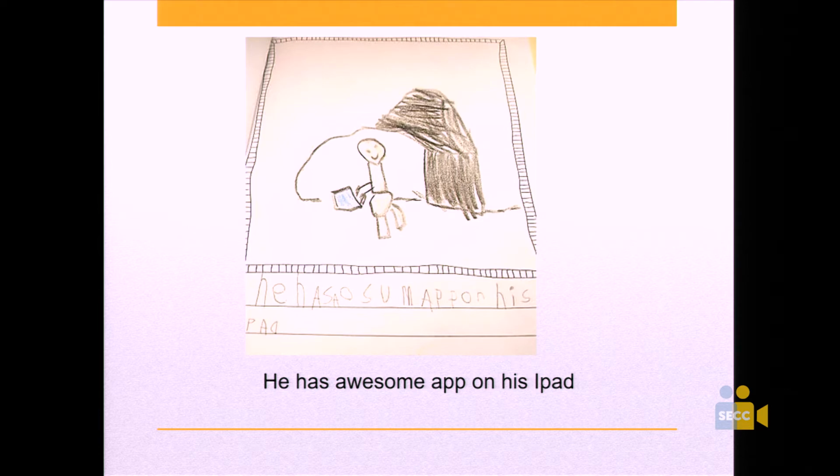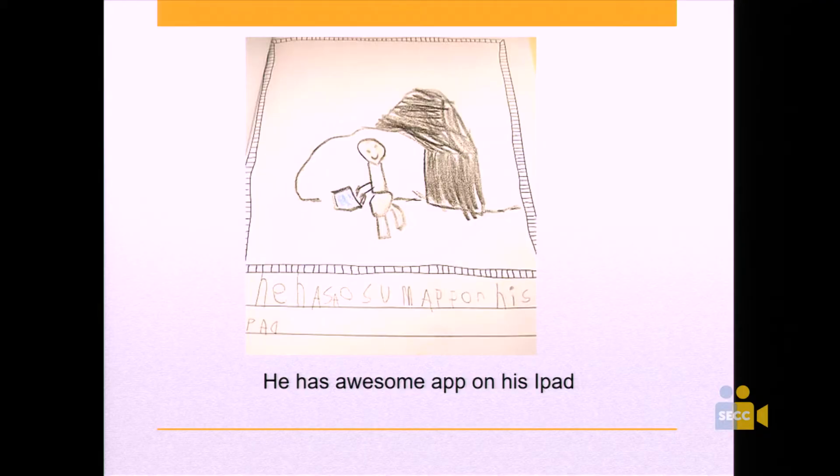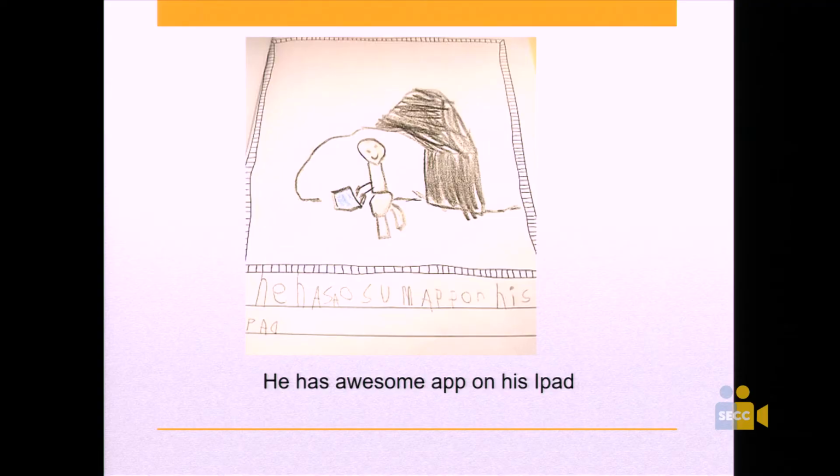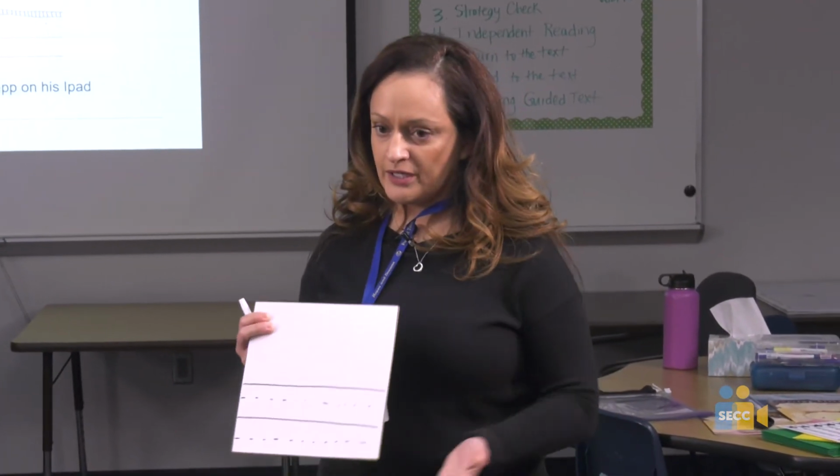So if this was your child, what would you help your child with? Good, yeah, to start with the capital, the punctuation, and the spaces. I would focus on spaces because he actually has a really good sentence here that goes with his drawing. It's just the spacing. So I'm going to show you a quick way to help your child with spacing. I'm just going to pretend this is your paper.